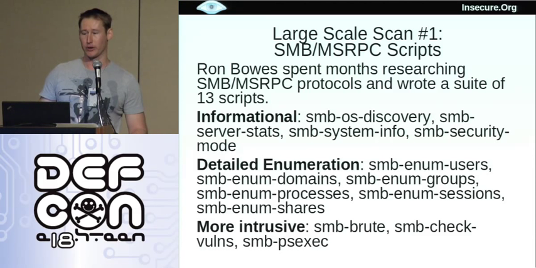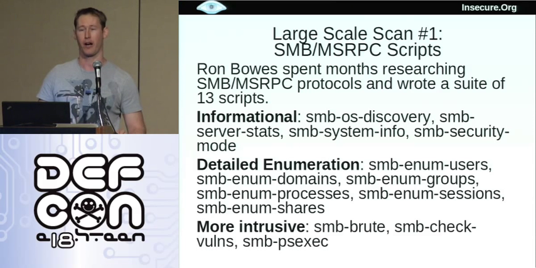Basically, there are informational scripts to just query the SMB server and say, give us the detailed OS information, including service pack and such, the server stats, the system info, the security mode. We have enumeration scripts to contact the server and give us a list of users or domains or groups or processes, sessions or shares. And then we have 3 more intrusive scripts. We have SMB brute, which does brute force authentication cracking against the server to try and figure out passwords. And it can work in conjunction with the SMB enum users so that you already have a user list.